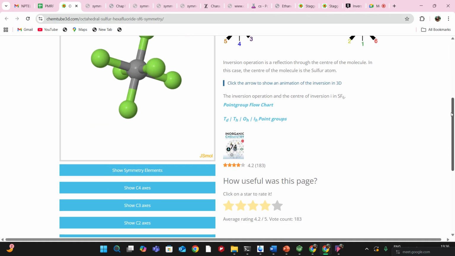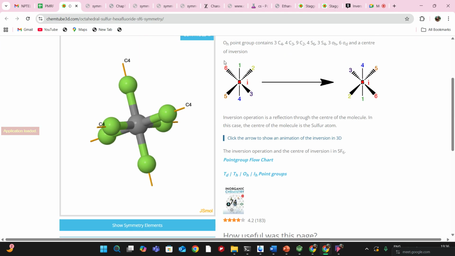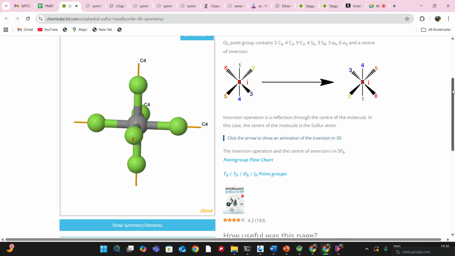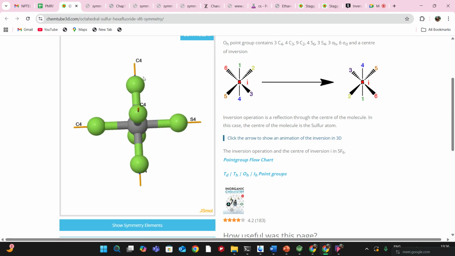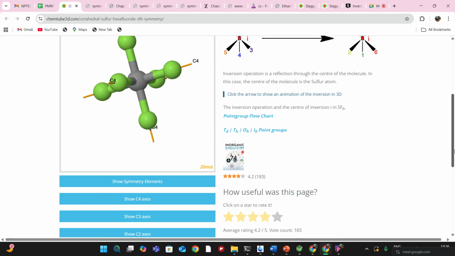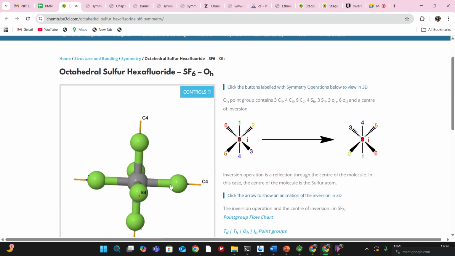And if you go down, separately all the symmetry elements can also be seen like this. These are the C4 present here. And for example, I want to see the S4 axis. It can also show you the S4 axis present in the molecule.